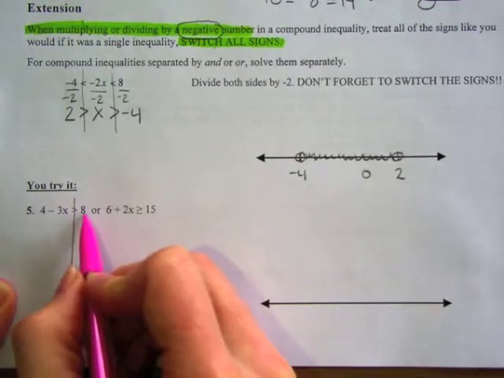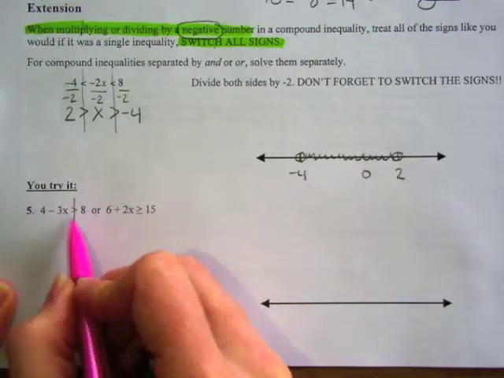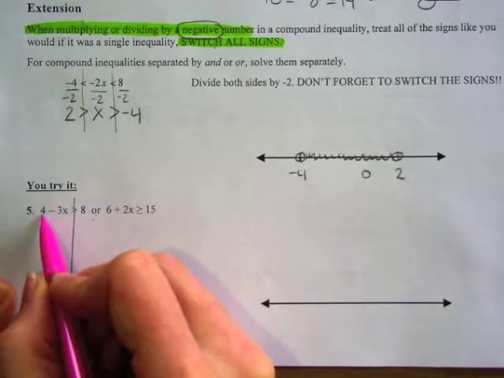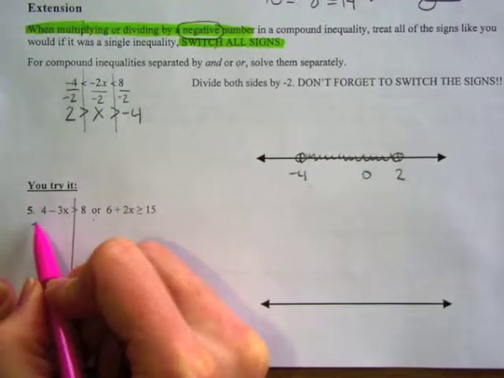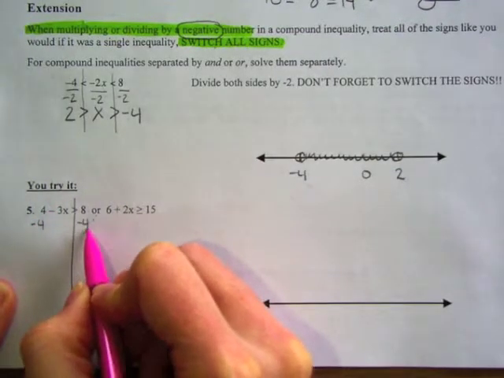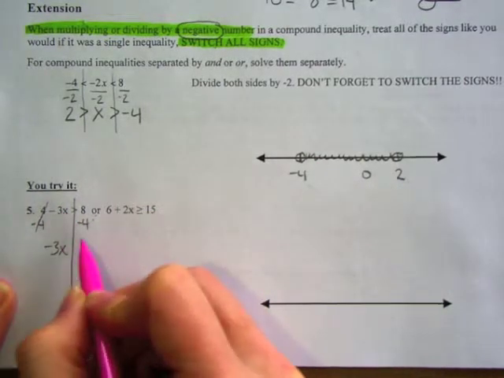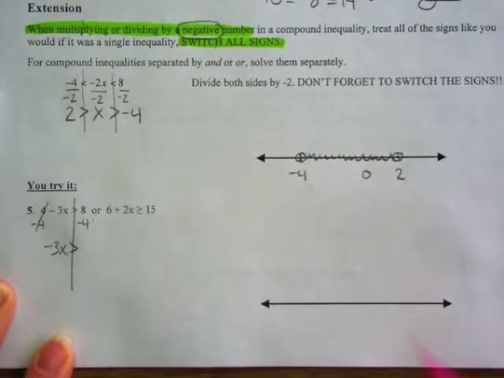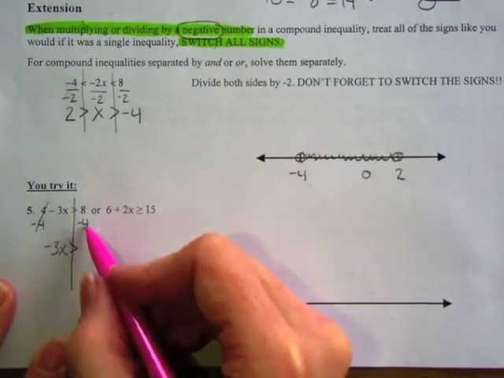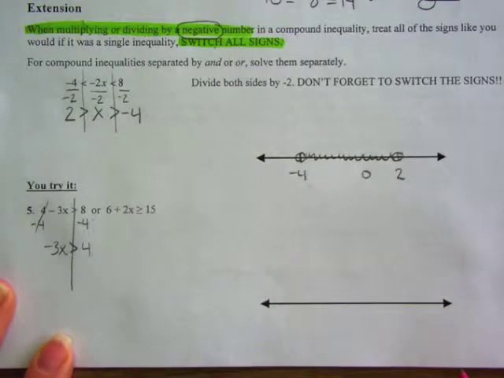First step, looking at it, there's no distribution, no combining like terms, no moving variables to the left. Undo addition or subtraction. There's this positive 4 that I'm going to undo by subtracting it. Okay, when I do that, I'm left with a negative 3x. And then keeping the symbol, I haven't done anything to change the symbol. 8 minus 4 is 4.